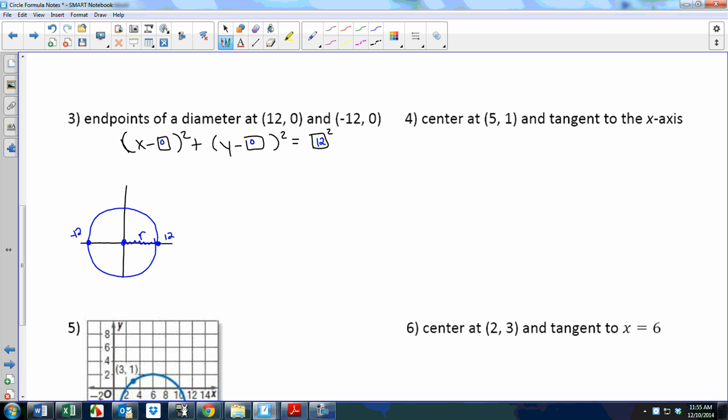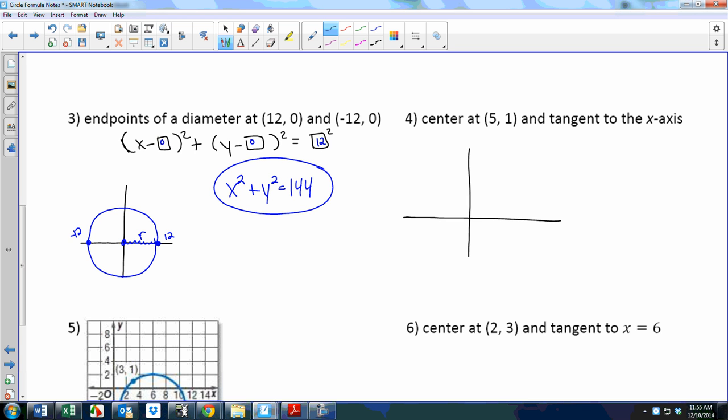All right, so put it all together. The equation would be x squared plus y squared equals what? 144. Perfect. Perfect. Number 4, draw your picture.